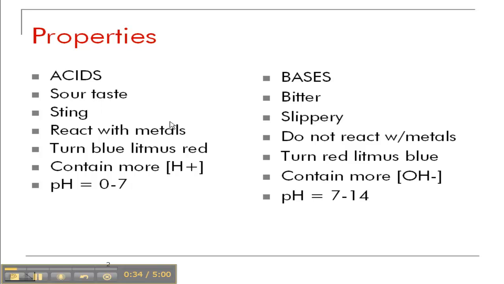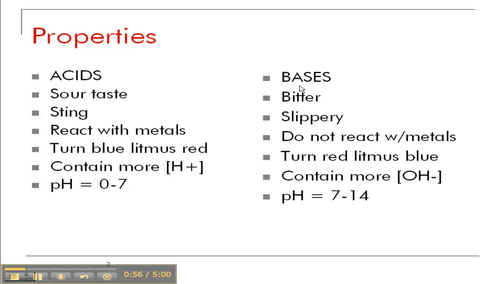It stings. Acids are going to react with metals. They're going to turn blue litmus paper red. This is a common experiment that you do in middle school. Now, here is what's going to make an acid for us. They're going to contain more hydrogen ions than hydroxide ions, okay? And we know that pH for acids is between 0 and 7.